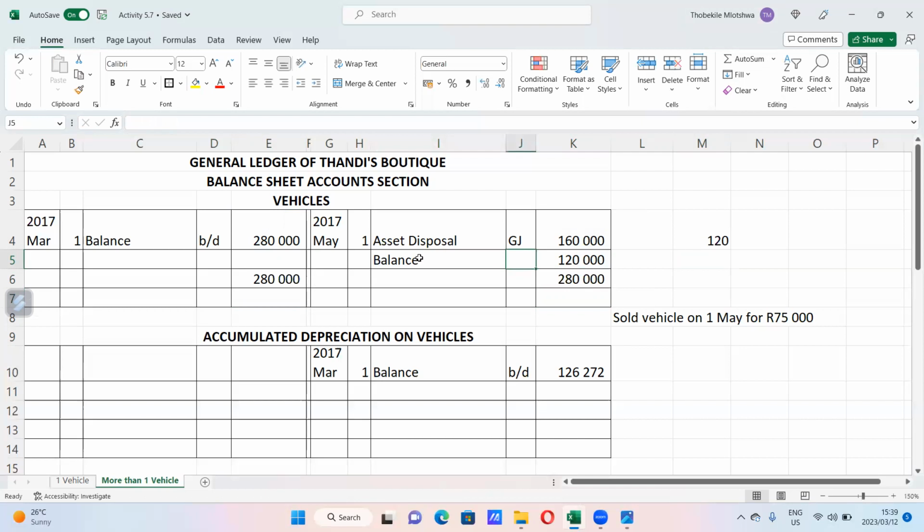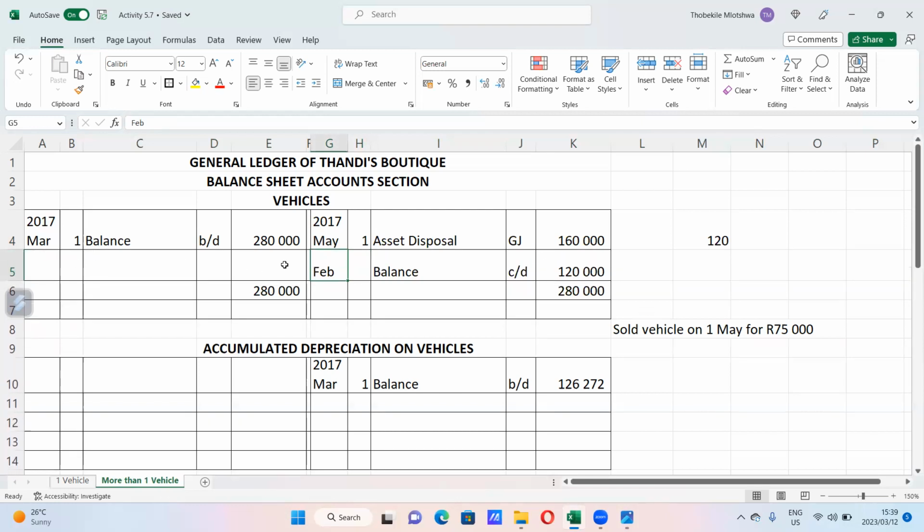Balance carried down. You can use the same date, or you can do the balance carried down at the end of the year. So it will be when the year ends, your balance carried down. If you didn't sell anything else, your balance carried down at the end of the year. Okay, let me just take this down first so that I have the formula already.